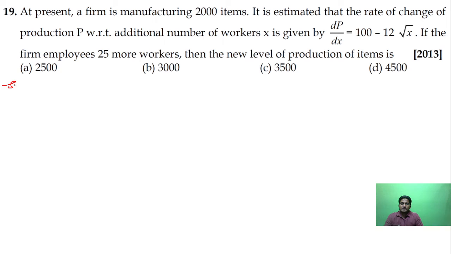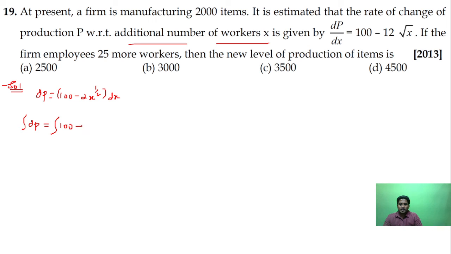Okay, at present the firm is manufacturing 2000 items. It is estimated that the rate of change of production P with respect to the additional number of workers x is given by dP by dx. If I cross multiply, I get dP is equal to 100 minus 12 root x, that is x to the power of half, and then dx. Let us integrate this. So you get integration of dP is equal to integration of 100 minus 12 x to the power of half dx, and then plus c.